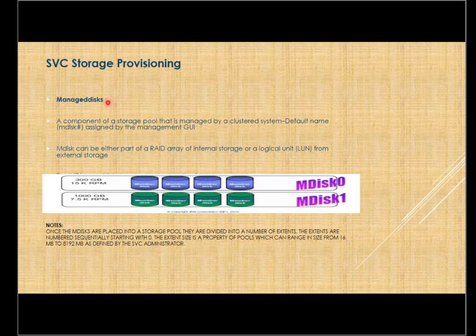Now, in case of internal storage, every SVC and Storwize V7000 both have internal storage as well. So in case of internal storage, we create RAID arrays. Whatever RAID arrays we create, when we scan those RAID arrays inside SVC, we are able to see them as MDisks. Okay?